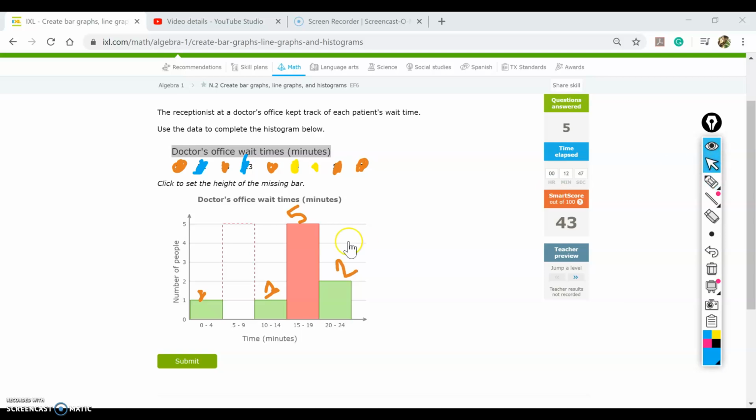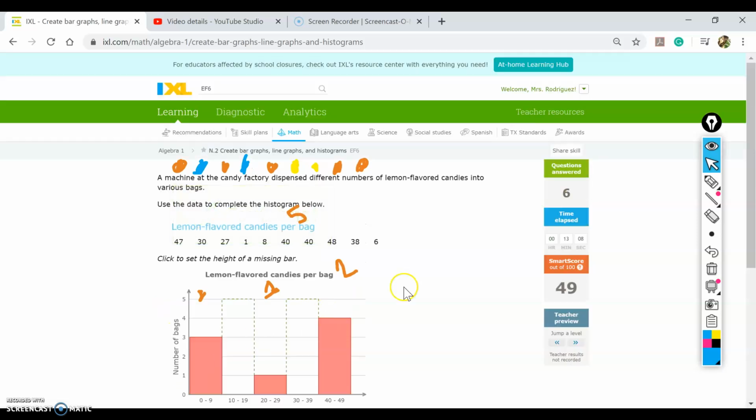Tricky, right? Well, because the answer is 0. No one waited from 5 to 9 minutes. So when you're trying to create your graph here, please do not go all the way to the top. It's not 4, it's not 3, it's not 2, it's not 1, it's 0. So you just leave it like that. And then you submit. Now let's see if we get it right.